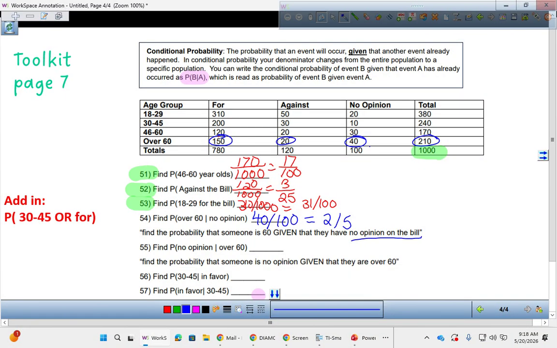I'm focusing in on the over 60 people. Now that that condition is met, let's look at the other thing, which is of those people, who has no opinion. 40 of them, right? So it would be 40 out of the total of that category, which was 210. So the denominator changes to that category of people. So 4 out of 21.